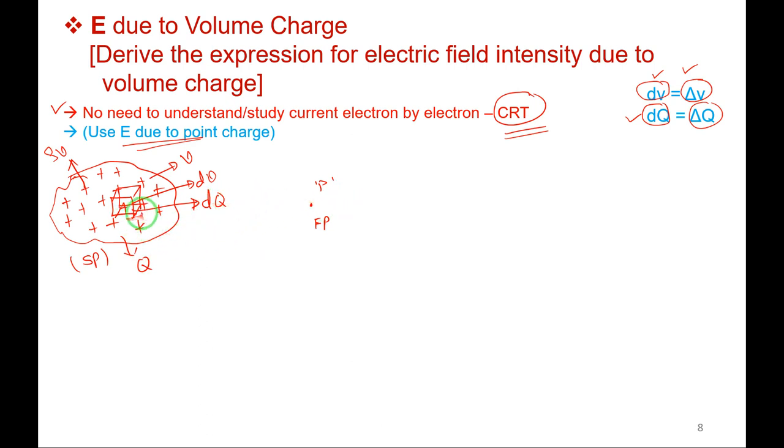Then from this smaller volume, this is the source point, I will connect it to the field point, source point to field point, right? So let me call the distance between source point and field point as R vector, and the unit vector is AR. Is it fine?